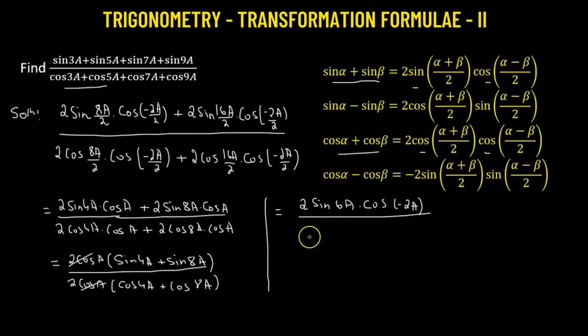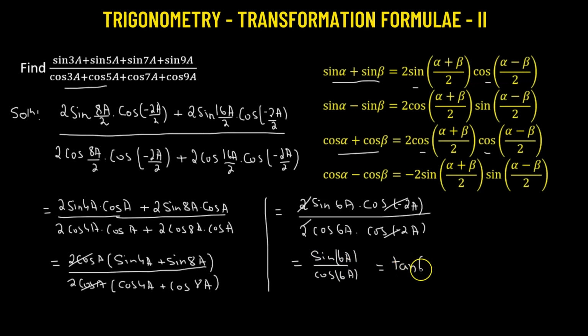Coming back to the denominator, we have 2 times cosine of angle 6a multiplied to cosine of negative 2a. So here we can factor out 2 cosine of negative 2a from the numerator and the denominator, and that leaves us with sine 6a over cosine of 6a. Since the angles of both the numerator and the denominator are exactly the same, the ratio sine over cosine is going to be the tangent function and the angle is going to be 6a. So therefore the value of the given trigonometric expression is going to be tangent of 6a.